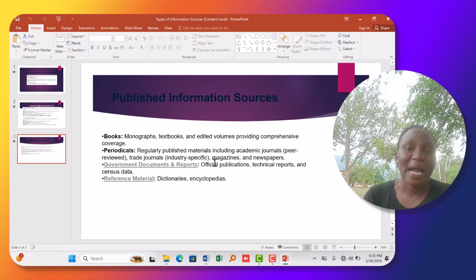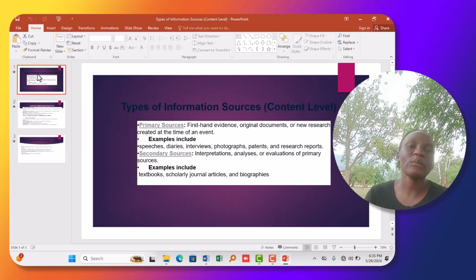We also have the magazines and newspapers. Another published information source is the government documents and reports, which are official publications, technical reports, and census data. Then we have the reference materials, which are the dictionaries and so on. So that is all about the information sources and the published sources of information.